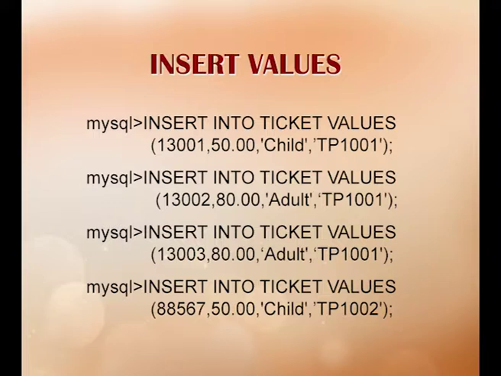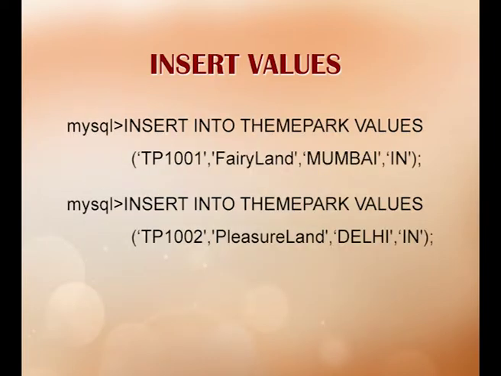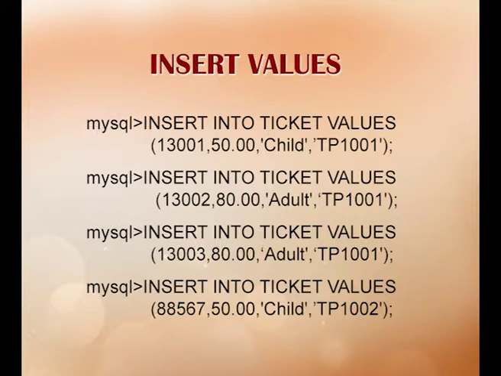Now I am coming to the ticket table. INSERT INTO ticket, this is the table name, VALUES, ticket ID and then ticket cost, whether it is for a child or adult, then we are giving the theme park code, which is nothing but the code that we had given over here: TP1001, TP1002, TP1003, the code that we had given for each and every theme park. That code I am giving over here. So, that is what I am telling you.